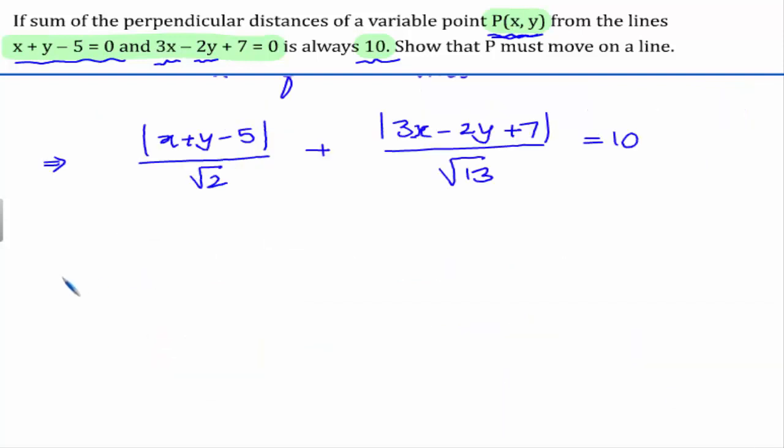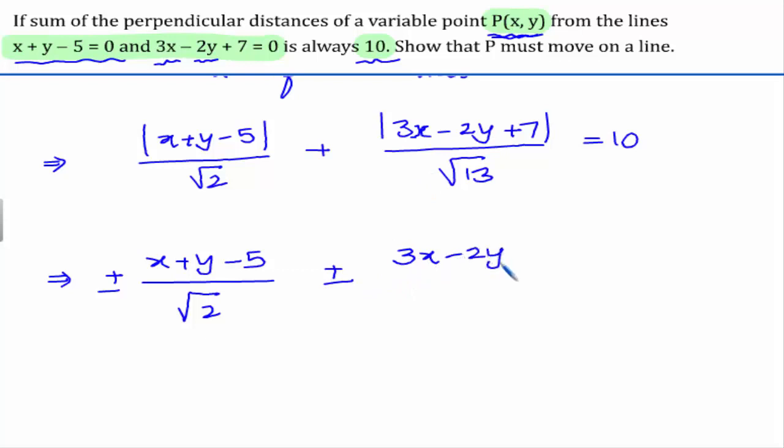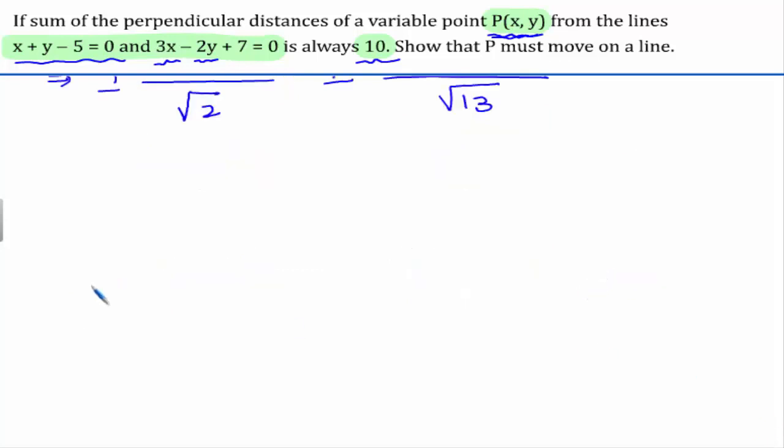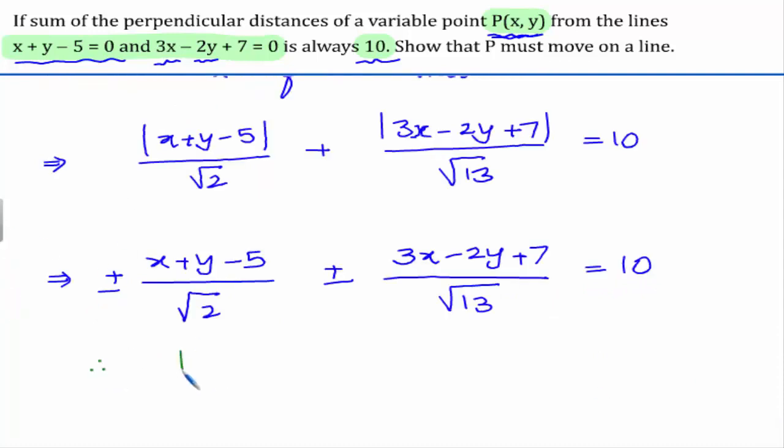If we remove the modulus, we get (x plus y minus 5) by root 2. This will have plus or minus, and here this also will have plus or minus because we have removed the modulus. (3x minus 2y plus 7) by root 13 is equal to 10. This is a straight line equation. So therefore, P moves on a line.